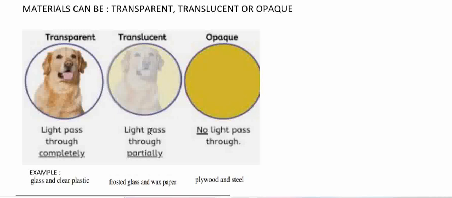For translucent, light passes through partially. Examples are frosted glass and wax paper. An opaque material, for example plywood and steel, lets no light pass through. That's why we cannot see the dog.